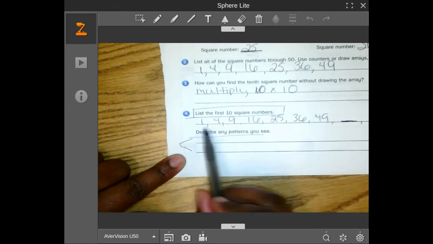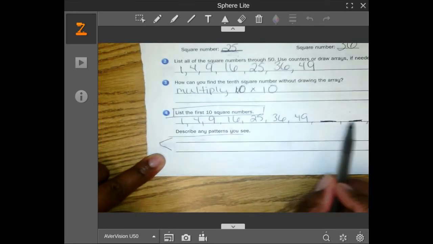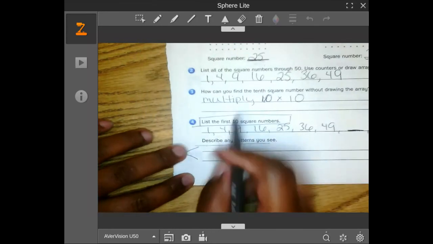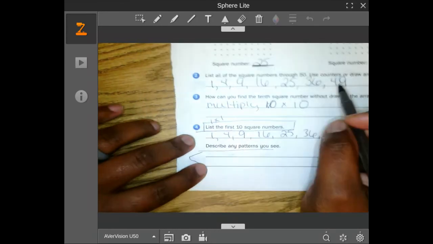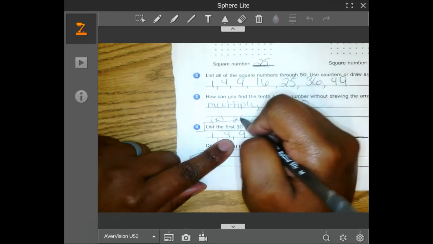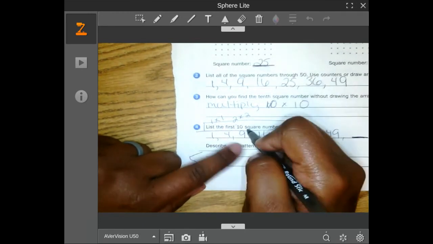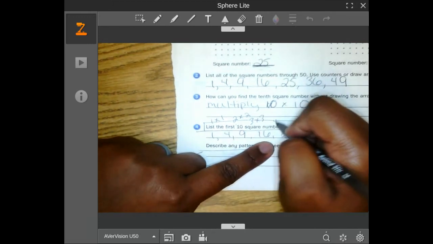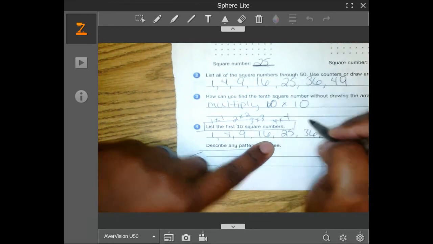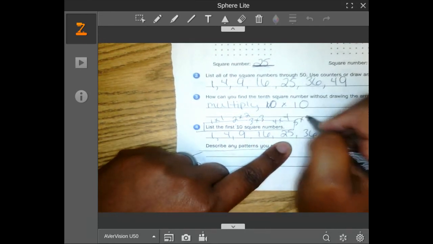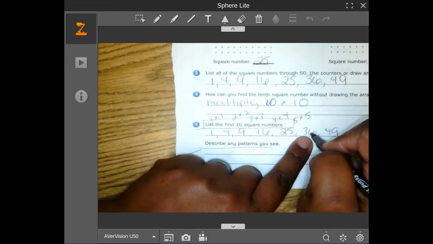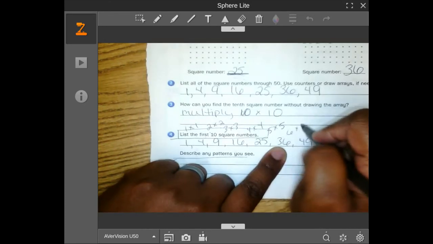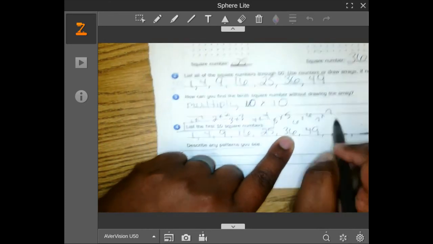We started with 7. I want you to find the last 3. Remember, for 1, we multiplied 1 times 1. For 4, we multiplied 2 times 2, 2 rows and 2 columns. To get 9, we multiplied 3 times 3. For 16, we multiplied 4 times 4. For 25, we multiplied 5 times 5. For 36, what do we multiply? Yep, I knew you had it. 6 times 6. And then 7 times 7.